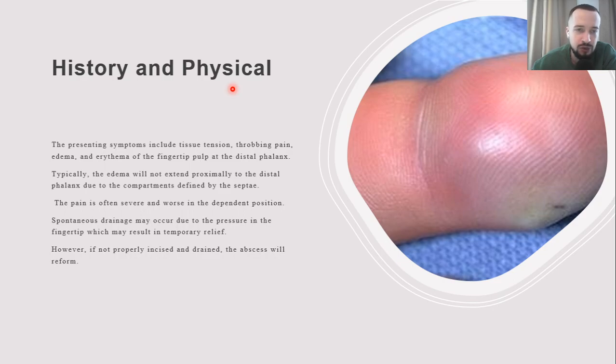Typically, the edema will not extend proximally to the distal phalanx due to compartments defined by the septa. The pain is often severe and worse in the dependent position. Spontaneous drainage may occur due to the pressure in the fingertip, which may result in temporary relief. However, if not properly incised and drained, the abscess will reform.